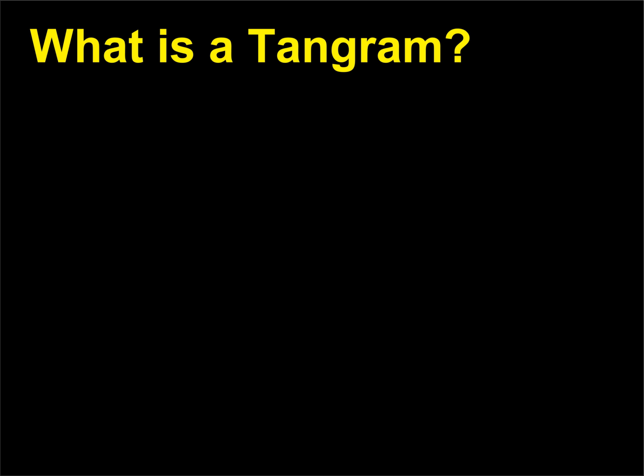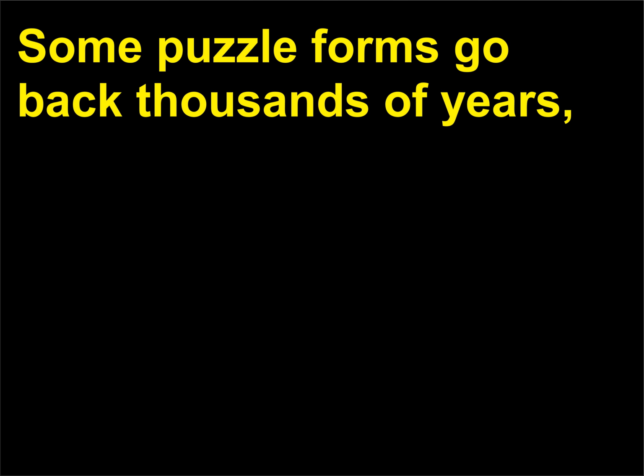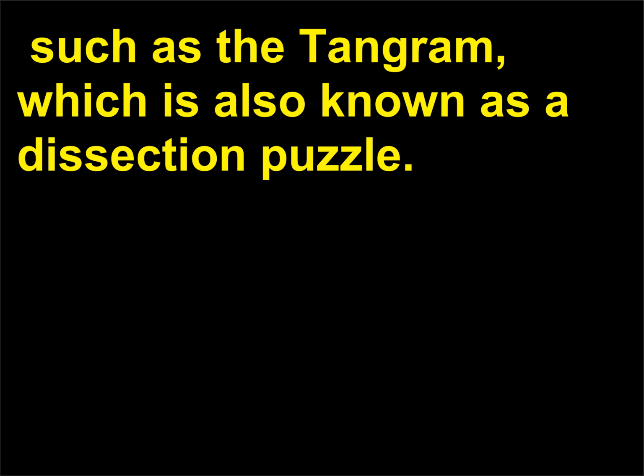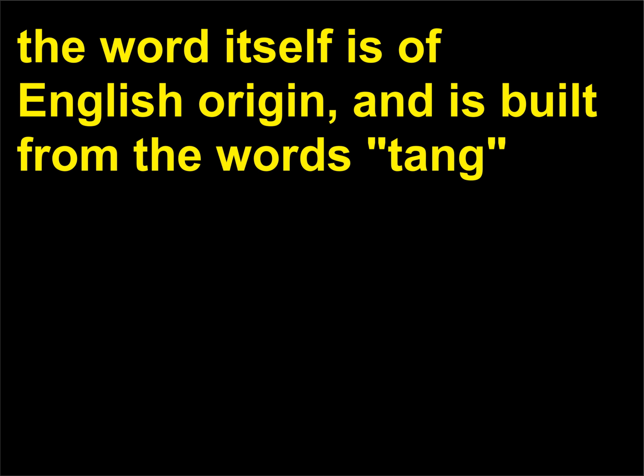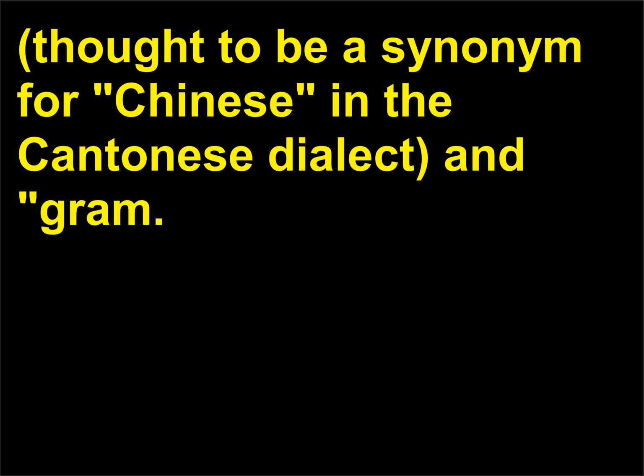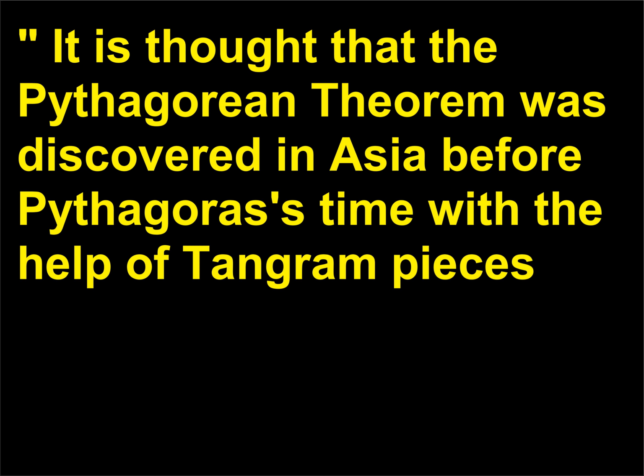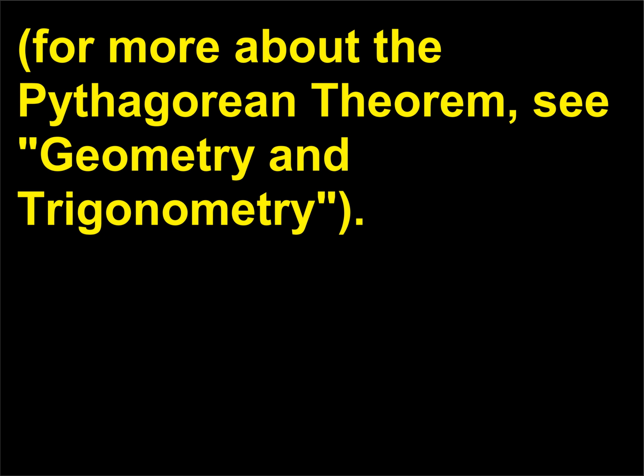What is a tangram? Some puzzle forms go back thousands of years, such as the tangram, which is also known as a dissection puzzle. The tangram is of Chinese origin, literally called the Seven Board of Cunning, but the word itself is of English origin, and is built from the words tang, thought to be a synonym for Chinese in the Cantonese dialect, and gram. It is thought that the Pythagorean theorem was discovered in Asia before Pythagoras's time with the help of tangram pieces. For more about the Pythagorean theorem, see geometry and trigonometry.